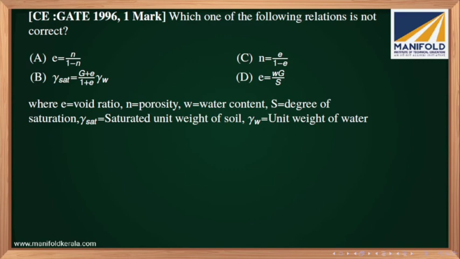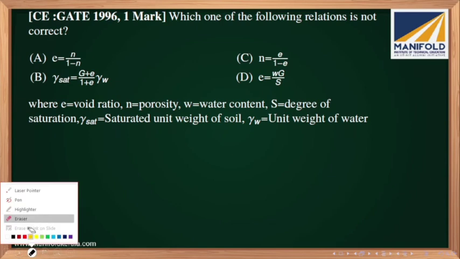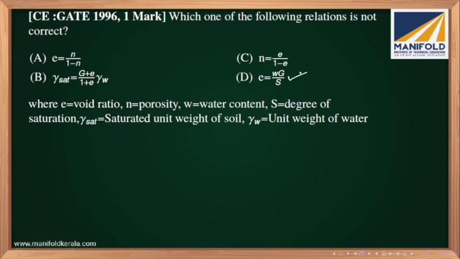Which one of the following relations is not a correct one? Let's start with the basic relation: e is equal to w into G by S r. This is a correct statement.